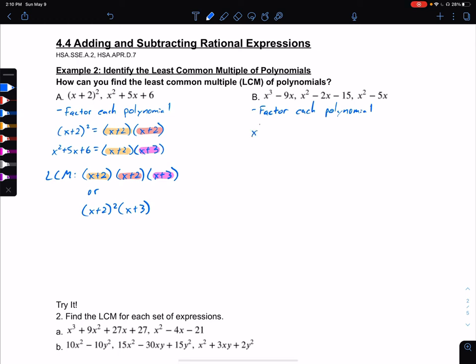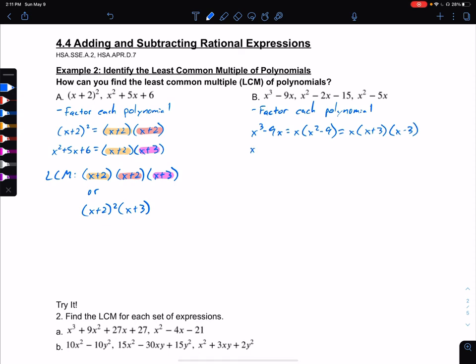So this first term, we have x cubed minus 9x. I would factor out an x first. That would leave me x squared minus 9. And x squared minus 9 is the difference of 2 squares. So that can then be factored again into x plus 3 times x minus 3. So that's my first one.